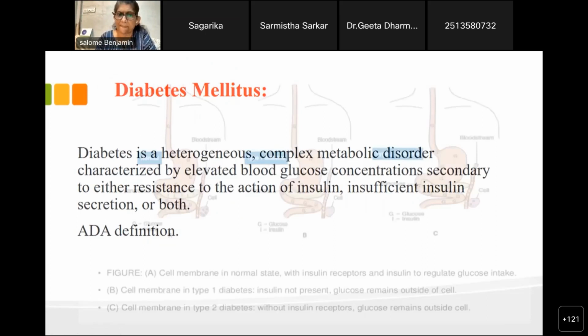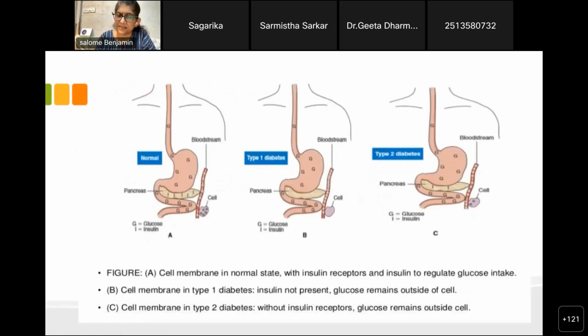Next slide, please. Here are the different types of diabetes: normal physiology, type 1 diabetes and type 2 diabetes. What happens is the glucose remains outside the cell because of insulin deficiency or absence of insulin. Type 1 is absence of insulin, and in type 2 the receptor is not there to take this glucose inside the cell, and therefore we get type 2 diabetes. Next, please.